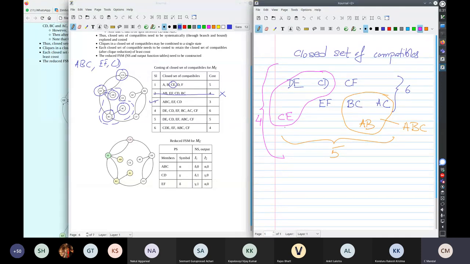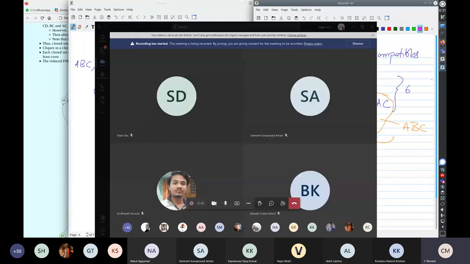Now, alright, so is this okay? I mean, this is a pure graph operation. We have just considered closed sets of compatibles. So is this okay? Have you been able to follow this?